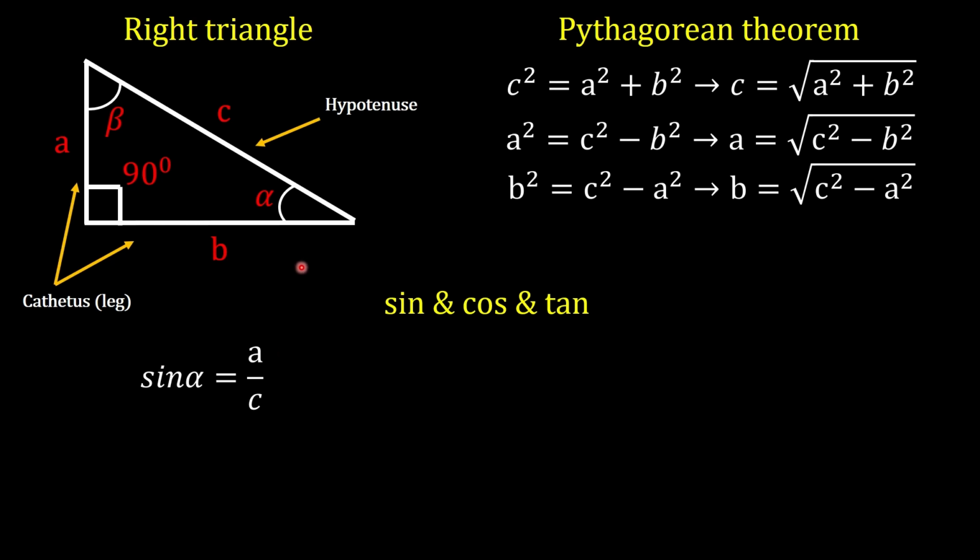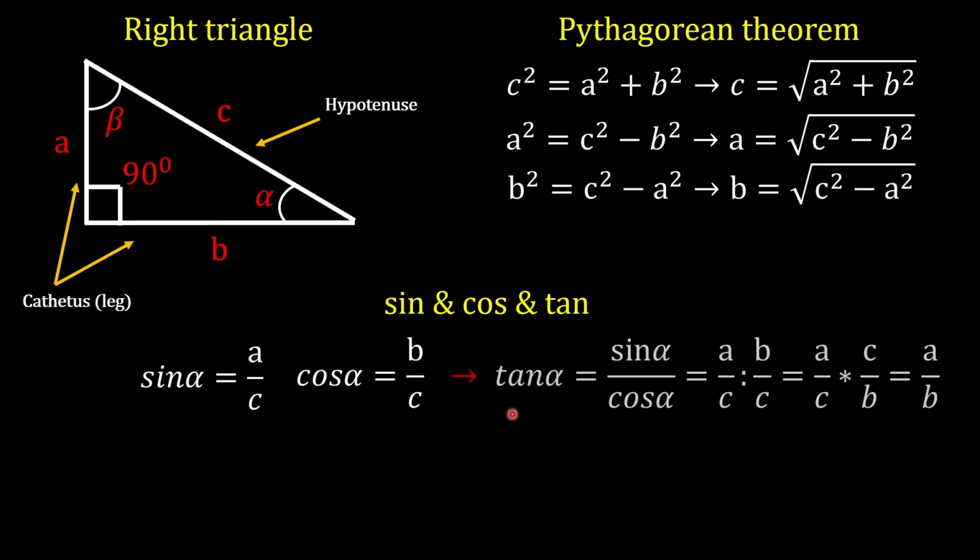And if we use cosine, then the equation will be like this: cosine alpha equals B divided by C, where B is the adjacent leg to the angle alpha. We also can use the tangent rule. We know that tangent is equal to sine divided by cosine. You can see that we have C here and C here, so it can be easily reduced. Then we only have A divided by B.